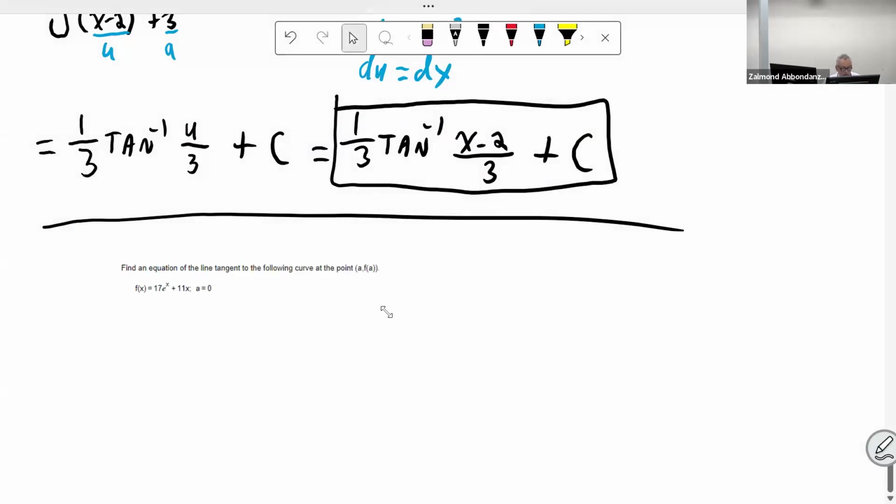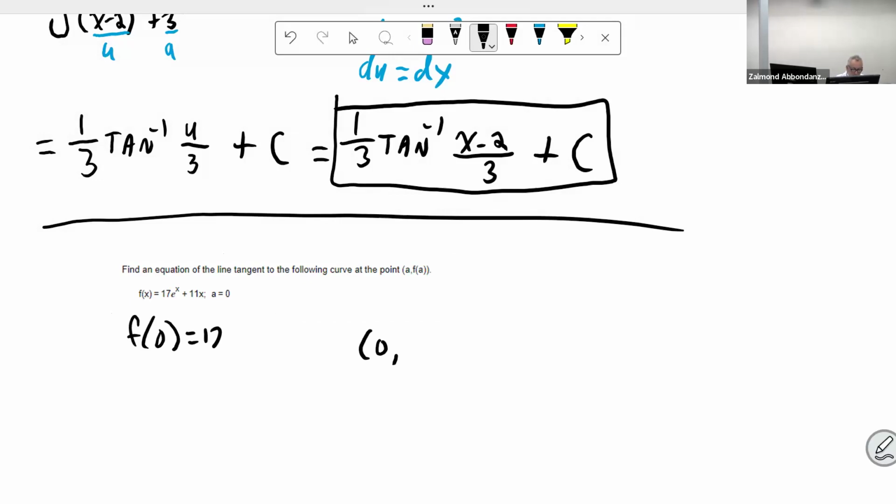We're asked to find the equation of the line tangent to the following curve at the particular point A, f of A. We're given f of x and we're given A. So first of all, I want to find out what that point is. The point that we're looking at is A, which is 0. To find f of A, I plug in 0 into this function. So f of 0 equals 17 times e to the 0 plus 11 times 0. Well, 11 times 0 is 0, and e to the 0 is 1, so it's 17. Okay, so there's our point. That's the first thing I'm going to do.